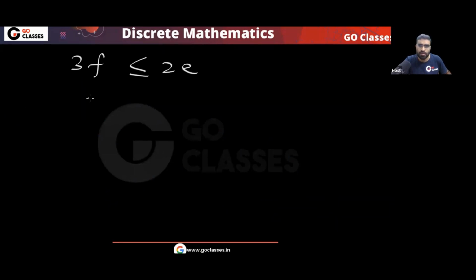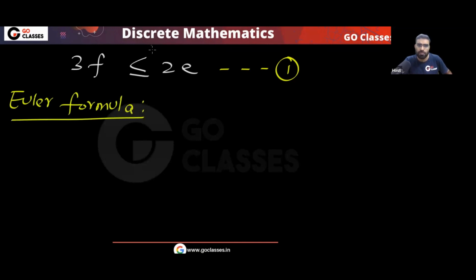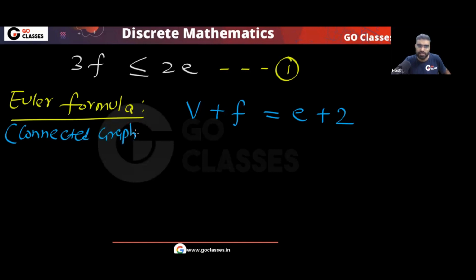Now what we can do? Now you can apply the Euler theorem. See, this is your equation number 1. Now, what does the Euler formula say? Let me know. v, the number of vertices, plus f, the number of faces, is equal to e, the number of edges, plus 1 plus c. Because this is a connected graph, c equals 1, right? We are considering a connected graph, so this is your Euler formula. So from here you can notice f is less than or equal to 2e by 3.